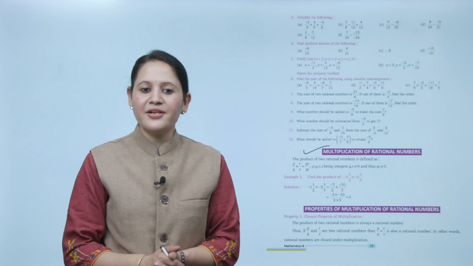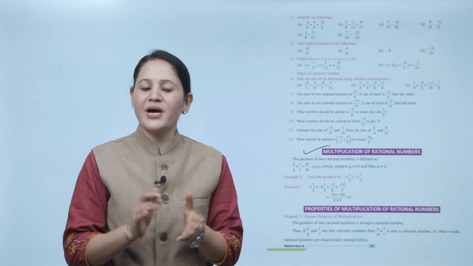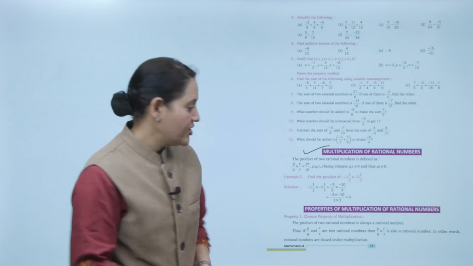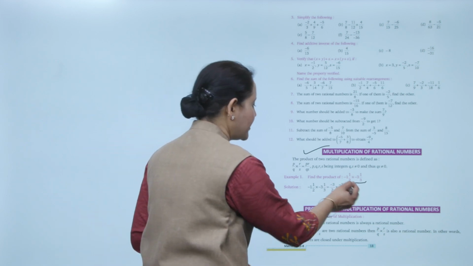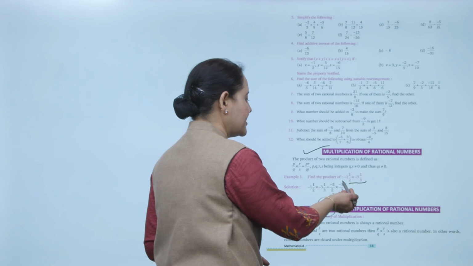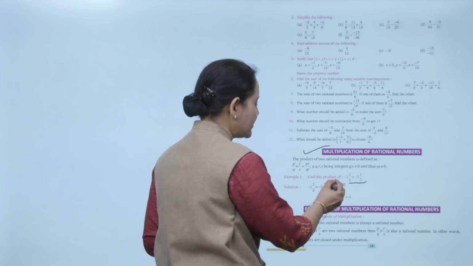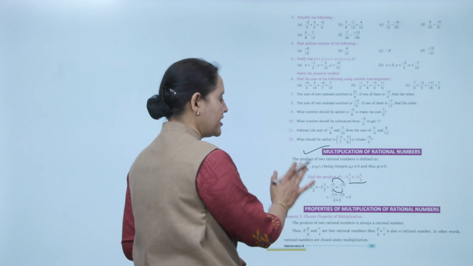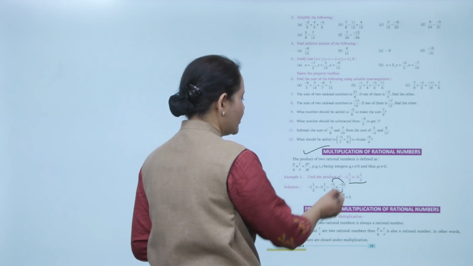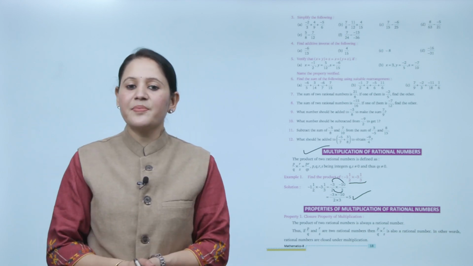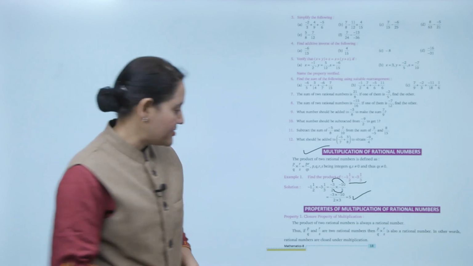Now we'll take an example. Find the product of minus 1, 1 by 2 into minus 3, 1 by 3. So these are mixed fractions, will change into improper. So it will become minus 3 upon 2 multiplied by minus 10 upon 3. So in multiplication we'll multiply numerator by numerator and denominator by denominator. So numerator will be 30 and denominator is 6. So answer is 5.